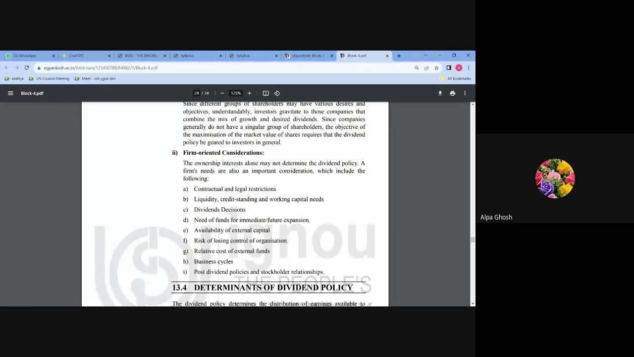We have a relative cost of external funds. Relative cost of external fund means that when you raise funds through other sources, what is its cost when it is compared to your cost of retained earnings? If the relative cost is high, we will 100% rely on your internal financing. Business cycles, recession, inflation, boom period, all this also affects the dividend payment decision.